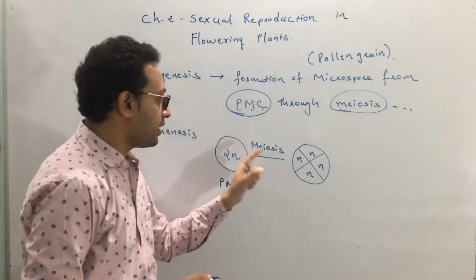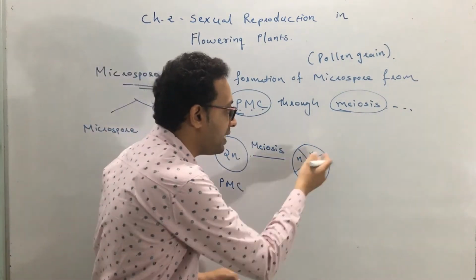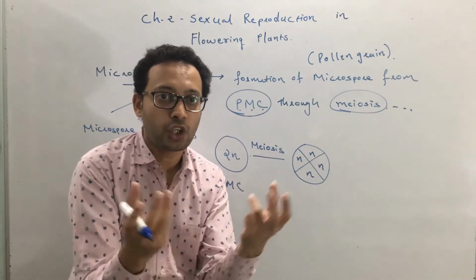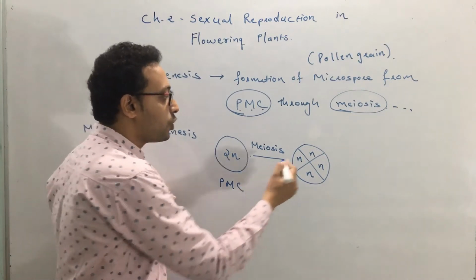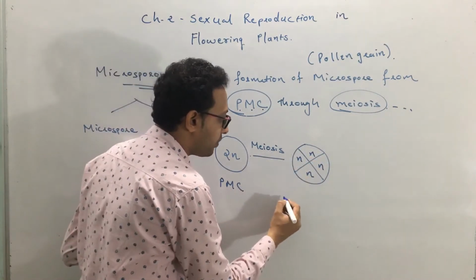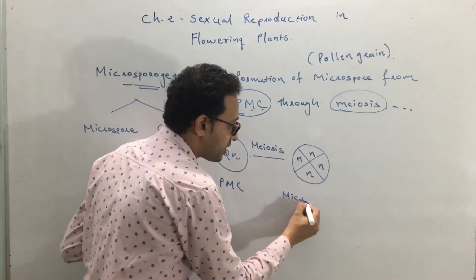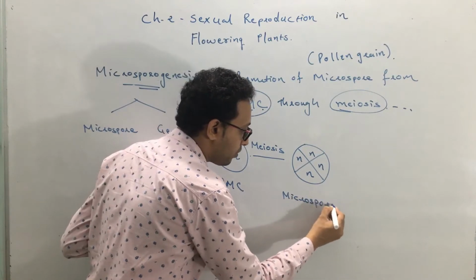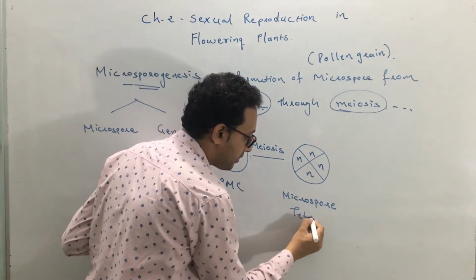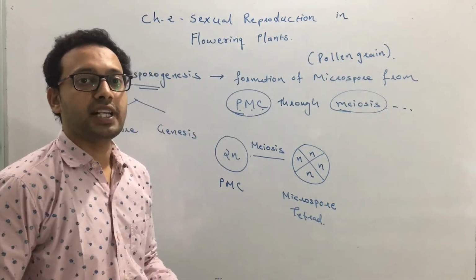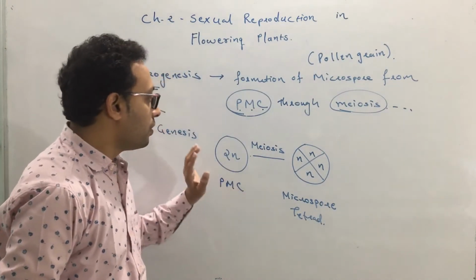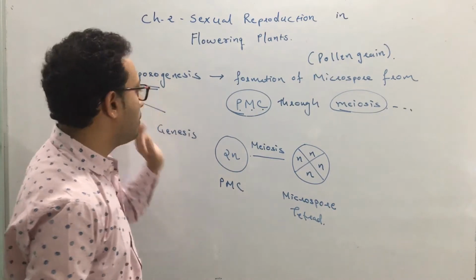But see, these 4 cells remain attached. They form a cluster, a group of 4 cells. They are not separated from each other. So this group of 4 cells, or the cluster of 4 cells which remain attached, is called a microspore tetrad. What do we call it? Microspore tetrad. Okay, so this is the first step in microsporogenesis.